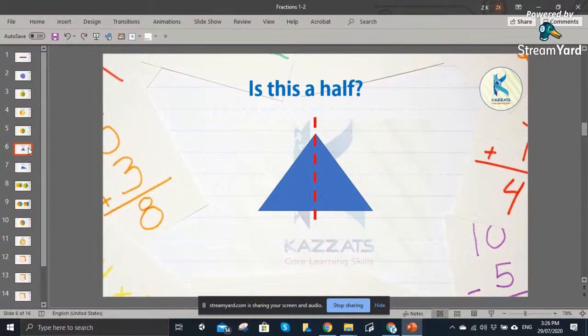This is a triangle. If you cut it on a piece of paper and you fold it, like I told you with the help of my animation and rotation tool, that how we can fold a shape and see if this part is overlapping this part. If it is overlapping, then this diagram is divided into two halves, and this single portion that is on the left side of the red line is called 1/2.